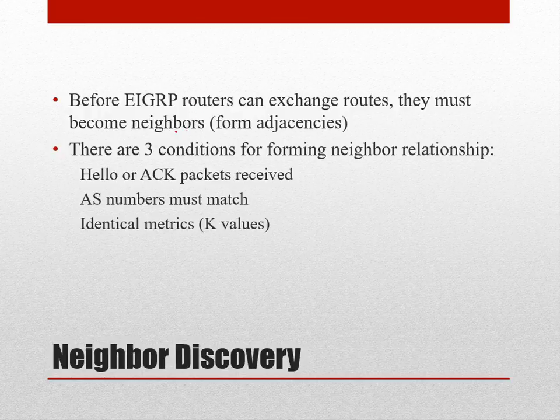Before they can exchange routes, they have to become neighbors, and neighbors send hello packets and acknowledge packets. Once you establish an adjacency, and that's what they're called, they send the hello packet every 5 seconds. So we have the hello packet interval as well as the dead interval, I think it's 4 times the hello. How long are you going to wait to get a hello packet from a router before you decide that it's not working anymore?